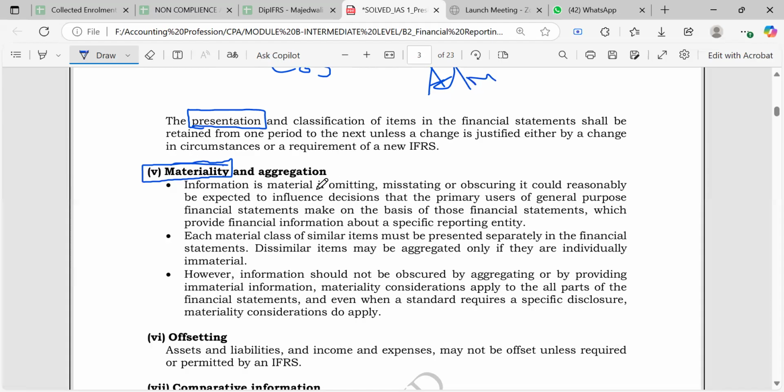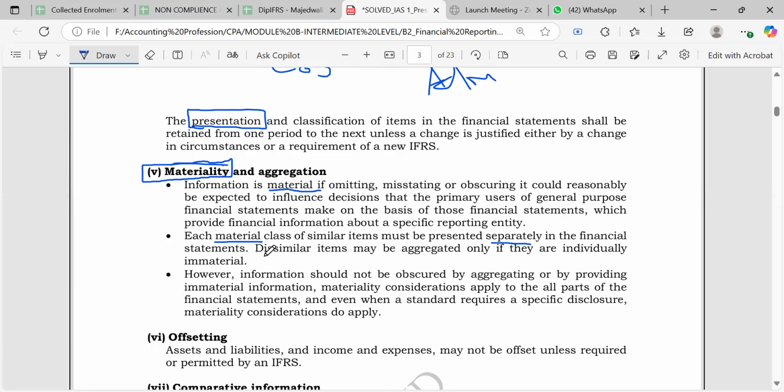So that's why I say information is material. Just like I told you, something is material if it can influence economic decisions of users of financial statements, right? So that if its omission or misstatement, if you omit it or give it the wrong figure, could actually change the decision of the primary users, which I told you are investors, lenders, and other creditors, right? So each material class of similar items must be presented separately. That's obvious. If something is material, you shouldn't combine it with others. You present it separately, which is the normal concept in the financial statements.